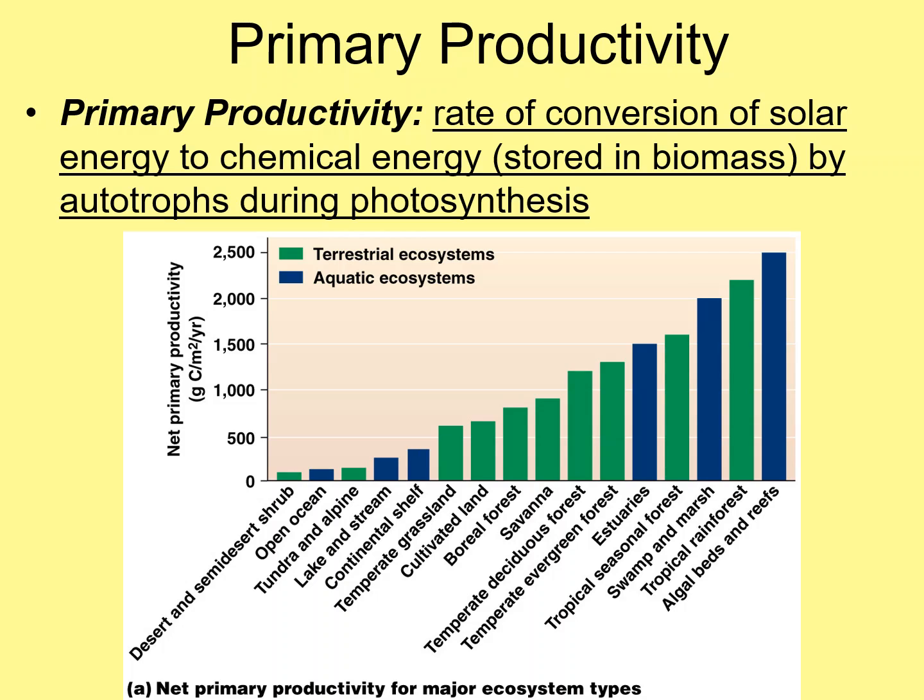Tundra and alpine, also fairly low. You're at the poles, so you're going to be lacking in sunlight for a large portion of the year, and then what water you have, most of it's going to be frozen. So that's also something that's going to interfere with primary productivity.